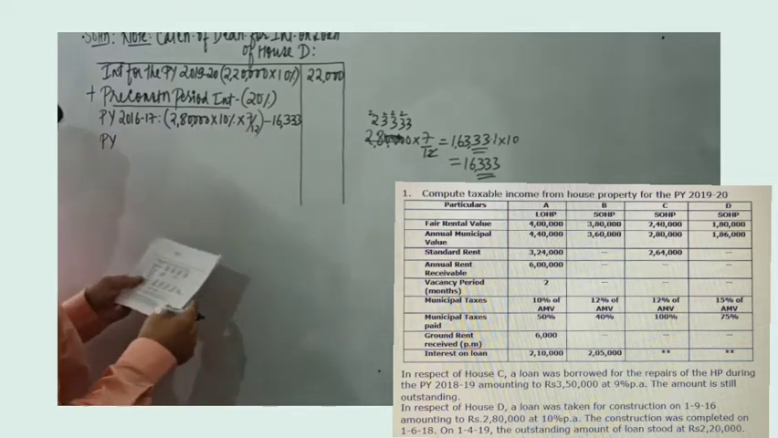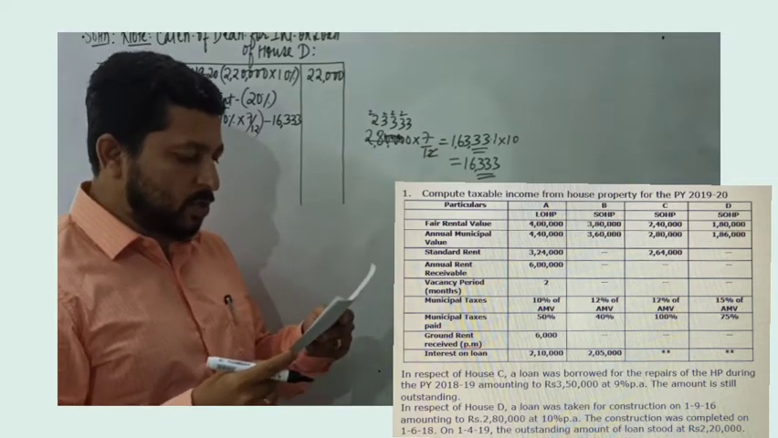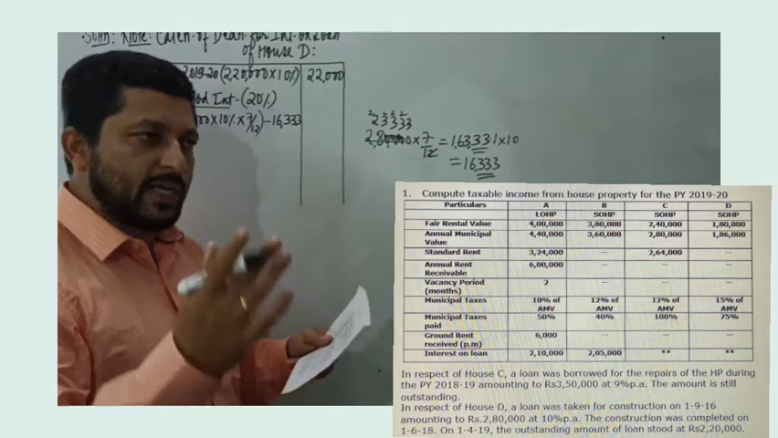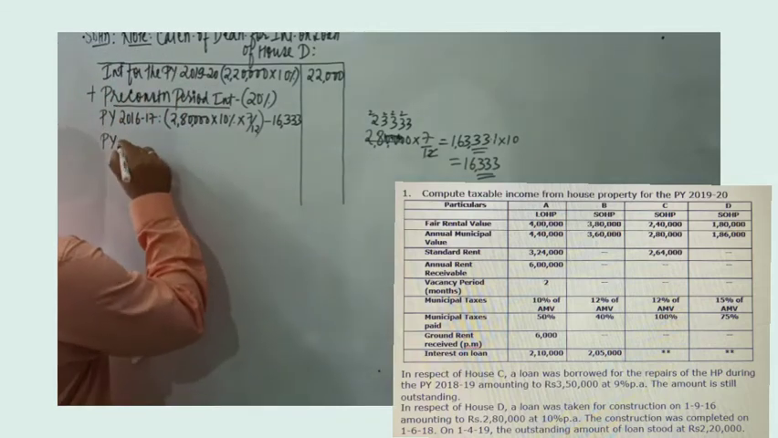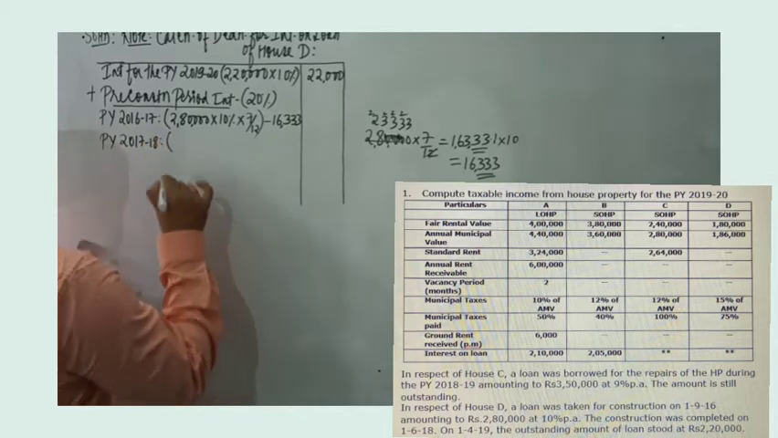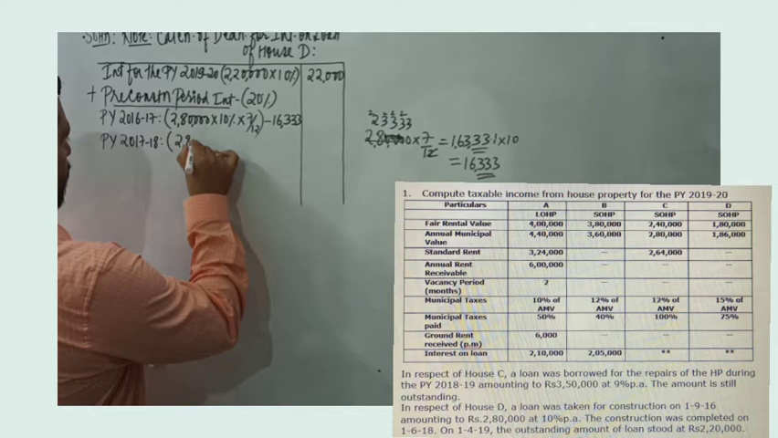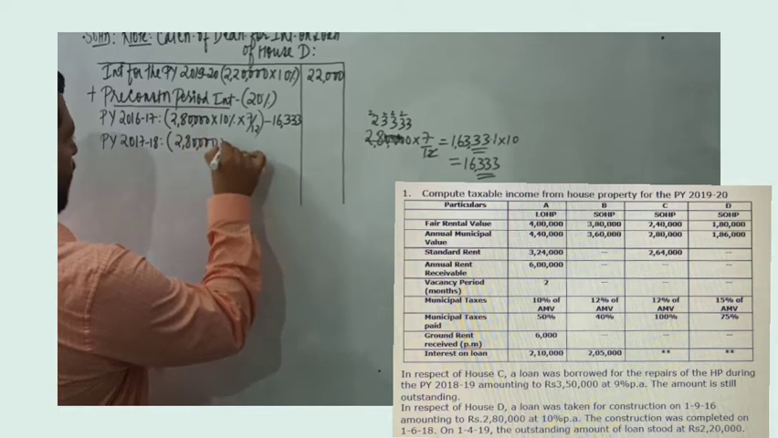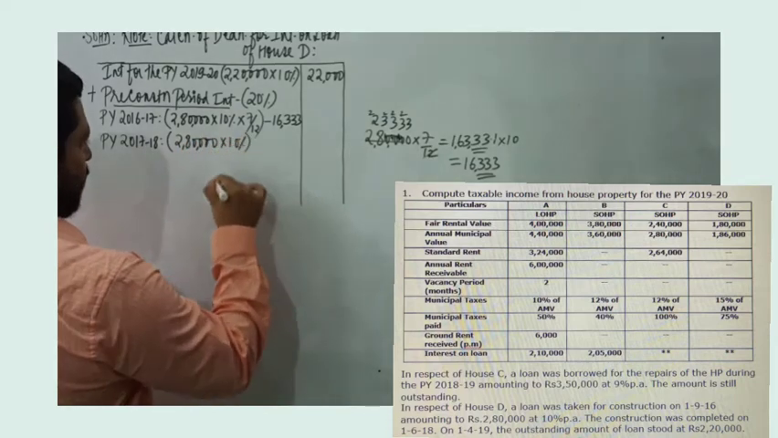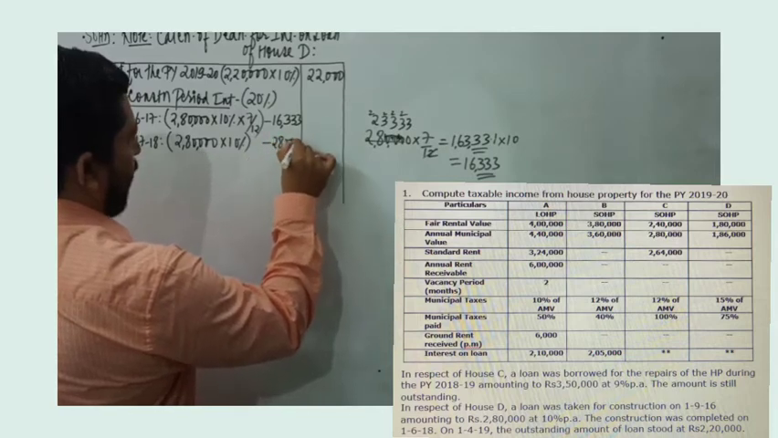Then we have the construction was completed on 1st of June 18. 1st of June 18 is 18-19 previous year, but we still have another previous year in between, 17-18. And the loan amount, no change in how much is outstanding. So we keep the same number. Rate of interest is 10%. So 10% of 2,80,000 is 28,000.